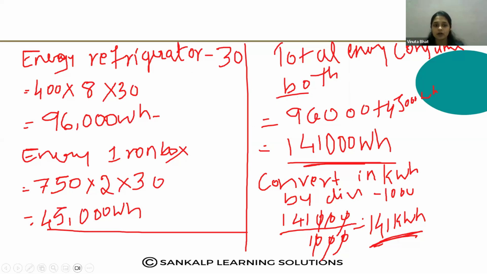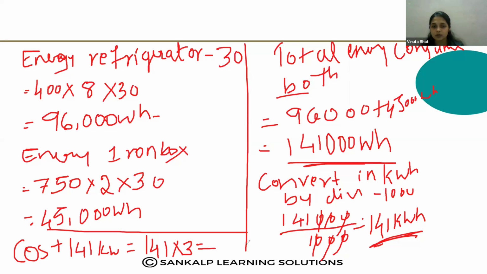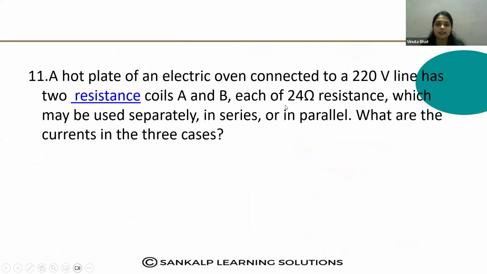Then what is the cost of 141 kilowatt hour? That is equal to 141 into 3, is equal to 3 ones are 3, 3 fours are 12, 1, 423 rupees. What is the total cost of 141 kilowatt hour? That is 423 rupees. So like this you have to solve this sum. Okay, I hope this is clear. We have solved too many questions of this type. Next question.